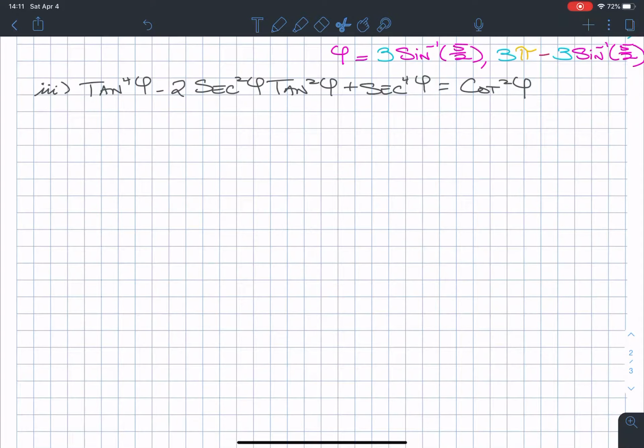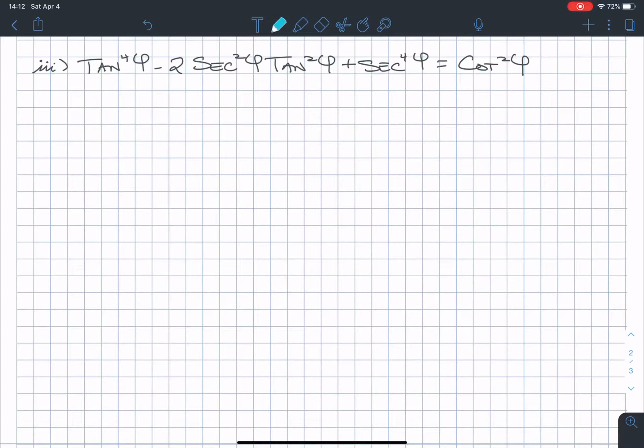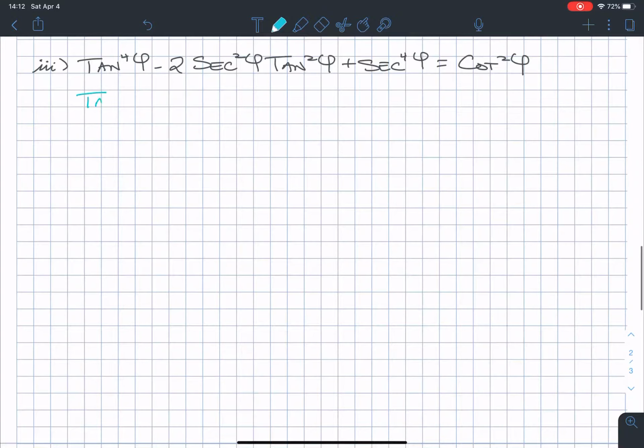Okay, so actually let me move this down one line. Okay, so let's rewrite this in blue. So we have tangent to the fourth of phi minus 2. Let me write this as tangent squared phi secant squared phi plus secant to the fourth of phi is equal to cotangent squared phi.